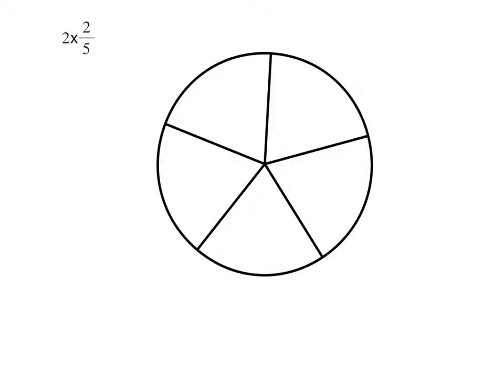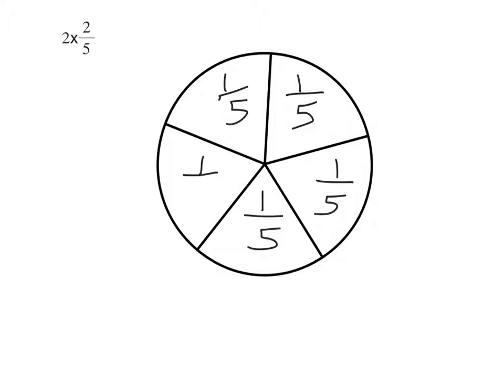Here I have a circle that is split into fifths. I've got 1/5 here, 1/5, 1/5, 1/5, and 1/5. Let's mark our groups of 2/5. So 2/5 would look like this: 1/5 and 2/5. Here is one group of 2/5.